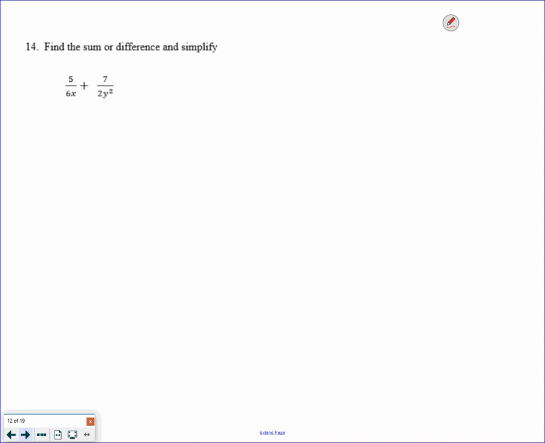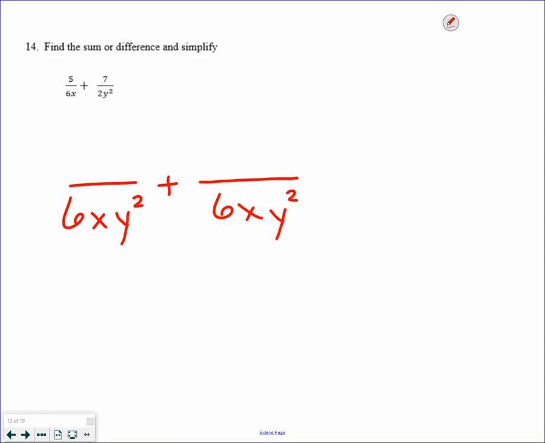Adding and subtracting. Adding and subtracting is different because you must have a common denominator. The bottoms must be the same when you go to add and subtract. So I need to come up with a common denominator between 6x and 2y squared. So 6 is the common denominator for the number. So they both need an x and they both need a y squared.